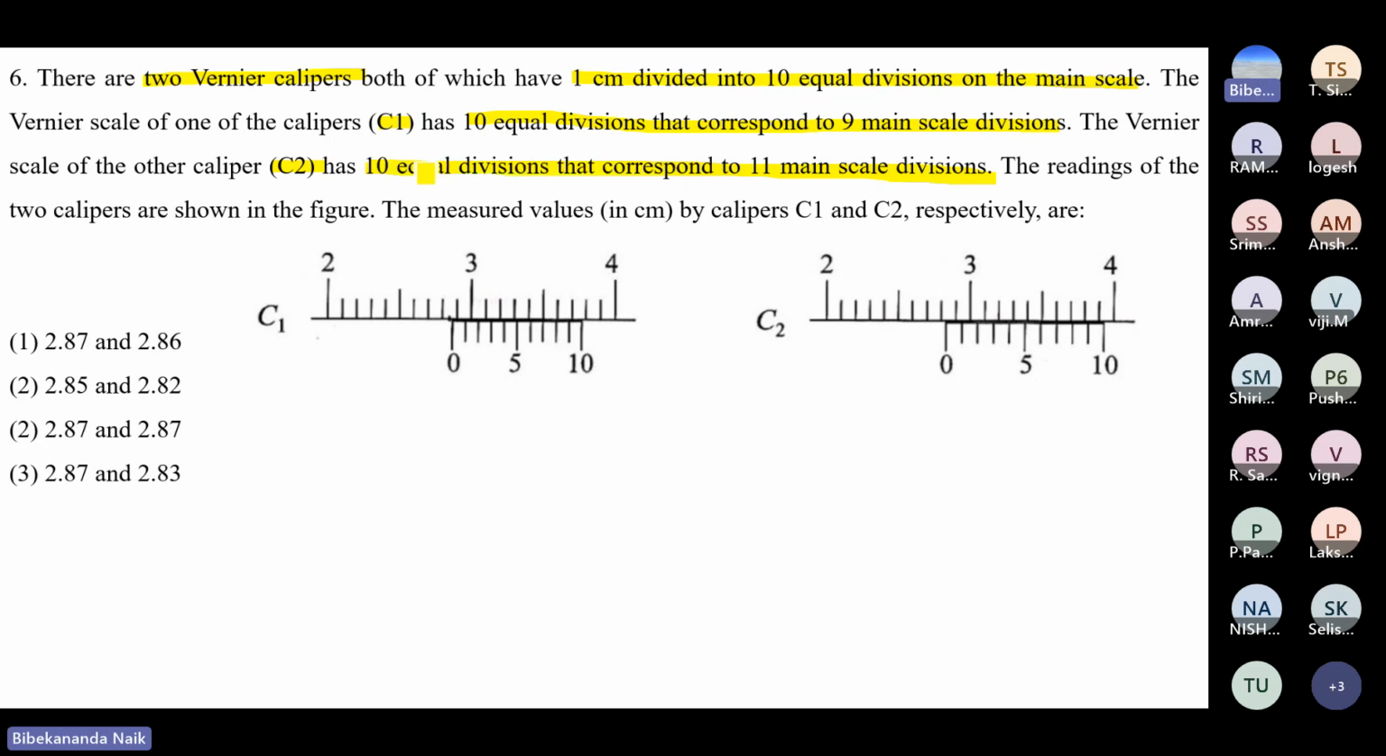For one case, 10 divisions equal 9 main scale divisions, but in the second case, C2, 10 divisions equal 11 main scale divisions. So the readings measured by the two calipers will be different. We want to find the readings of the measurement, and these are the options. So I'd like you to try this question. It is a very good question. Try it, and I'll give you a few minutes to solve it. After that, I'll solve it for you.